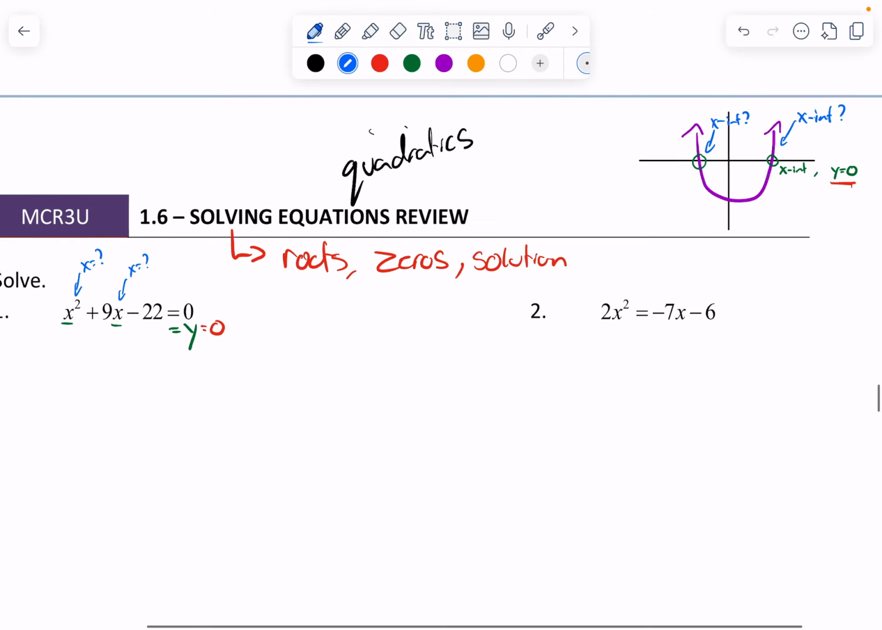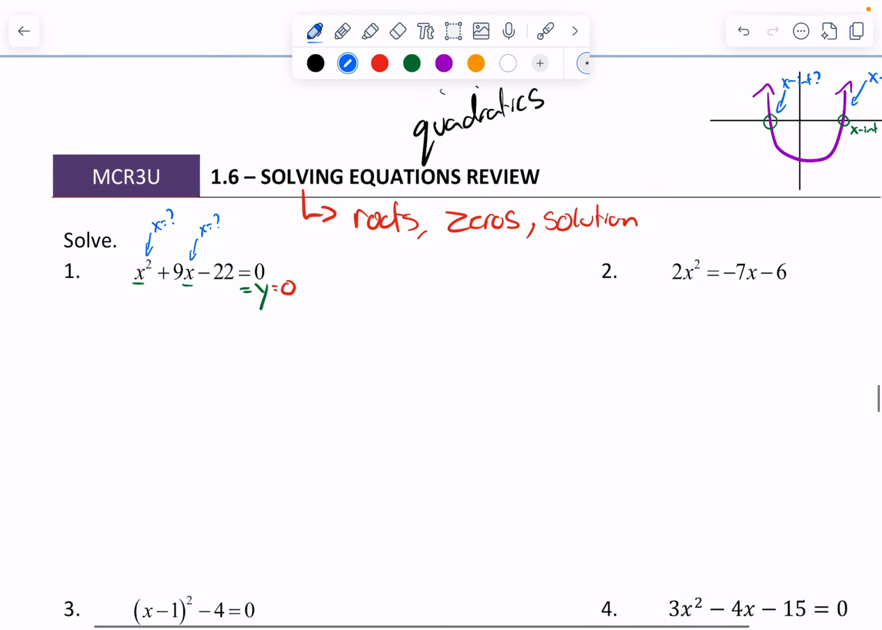So when we solve, this is why we learn how to factor. Factoring is a tool used to solve quadratics. When looking at this quadratic right here, ask yourself, what would this factor into? Well, this is a simple trinomial, so you need two numbers that multiply to give you negative 22 and add up to give you positive 9.